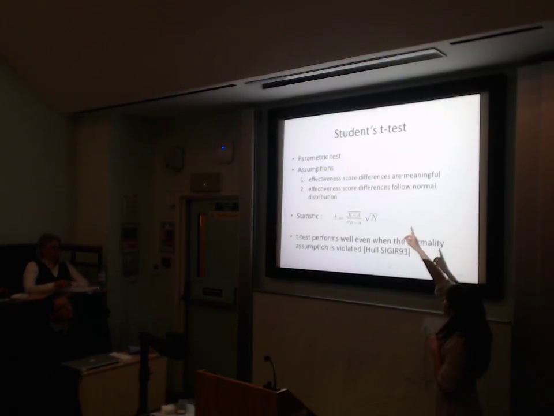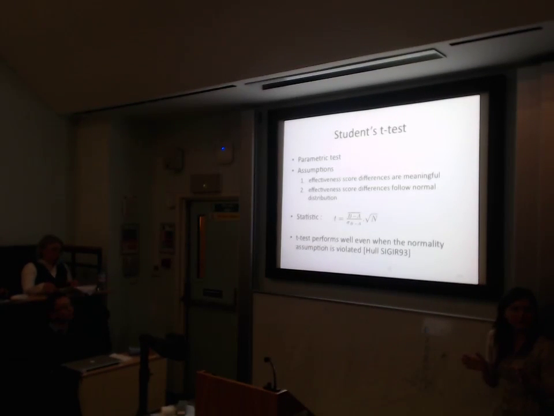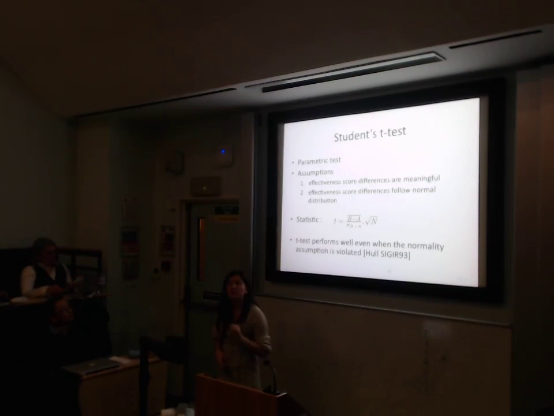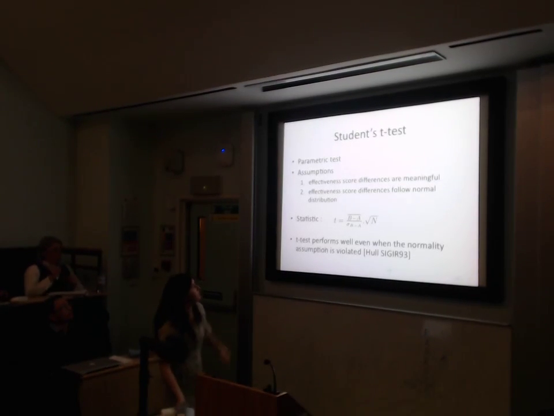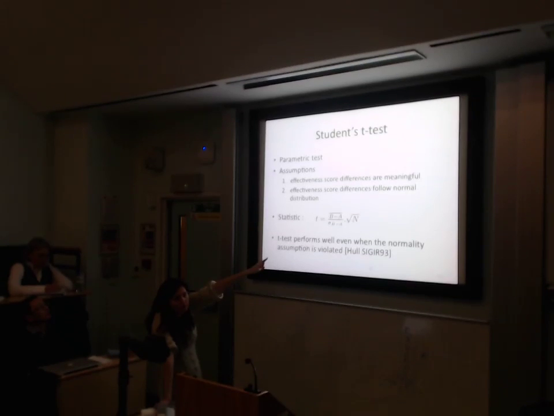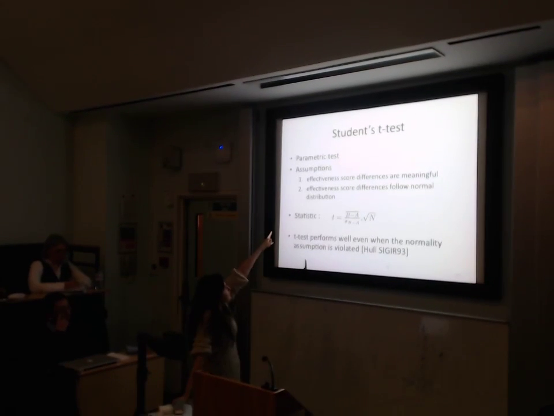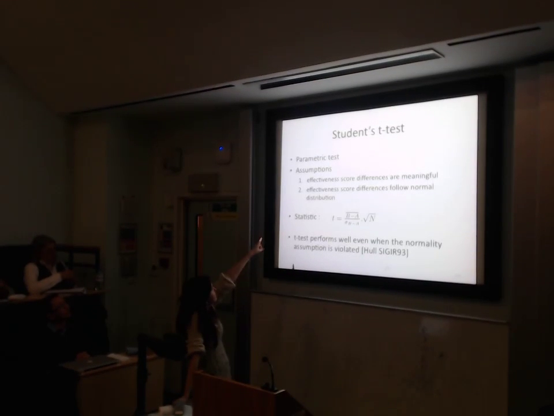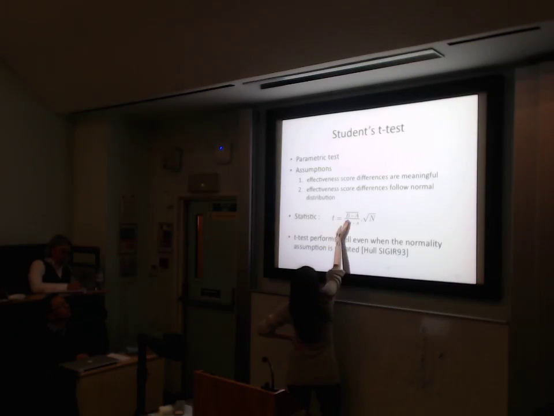One of the commonly used tests is the student's t-test. I'm sure you have heard of it if you have taken statistics. Okay? So it's a parametric test. What it means is you are using the scores of systems. And the assumptions are, because you are using score values, because it's parametric, that the effectiveness score differences are meaningful, because you are using scores in the t-test. And the effectiveness difference scores follow a normal distribution. Okay?